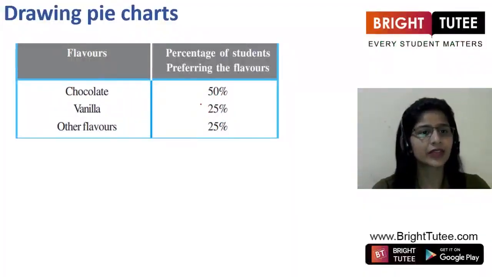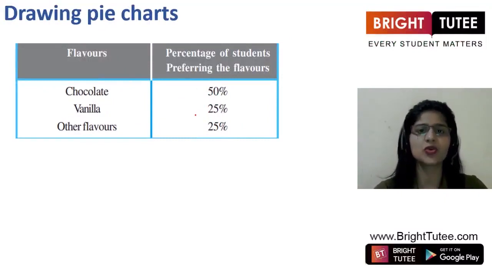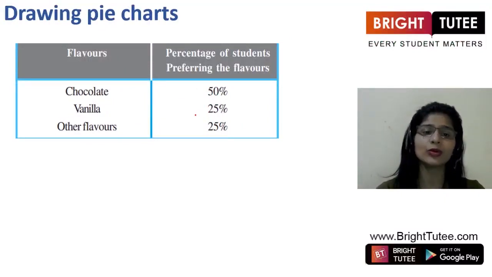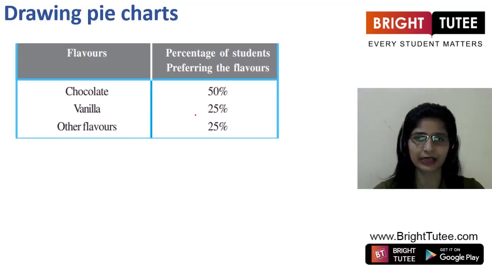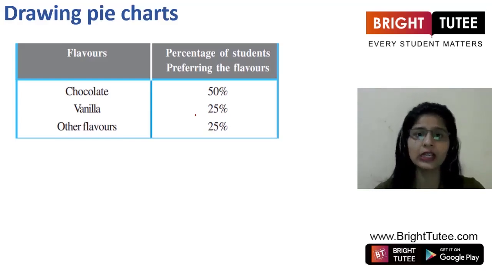Now see here, drawing pie charts. How do we draw pie charts? In the previous two questions, from the starting, what we have discussed, what I have taught you, is how to read the information from the bar graph, from the pie chart, and how to reach a conclusion using the pie charts or the circle graph.